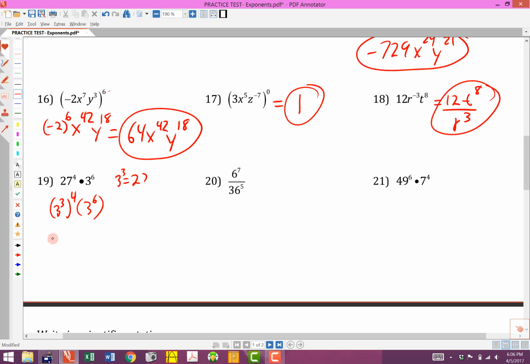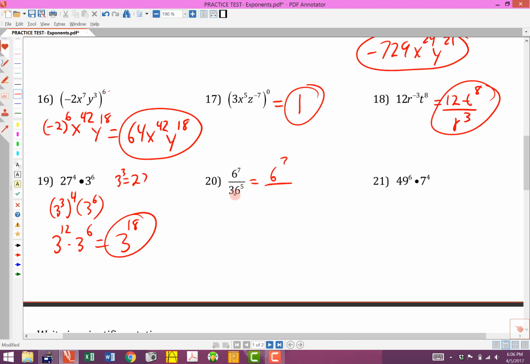So we have power to a power. That's going to be multiplying 3 times 4. That's a 12. And then we're going to multiply that by 3 to the 6th. Now the bases are the same. We can add the exponents together. So this is 3 to the 18th, and we'll leave that just as it is. This one we haven't seen before. I don't think we did that on any worksheets, but you should be able to handle this.